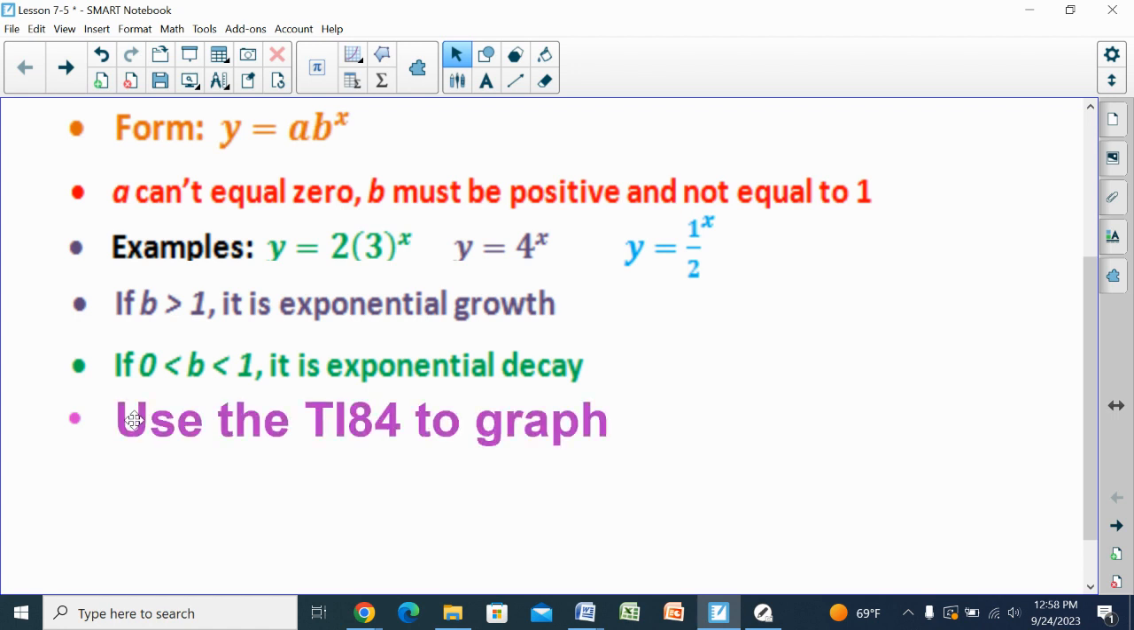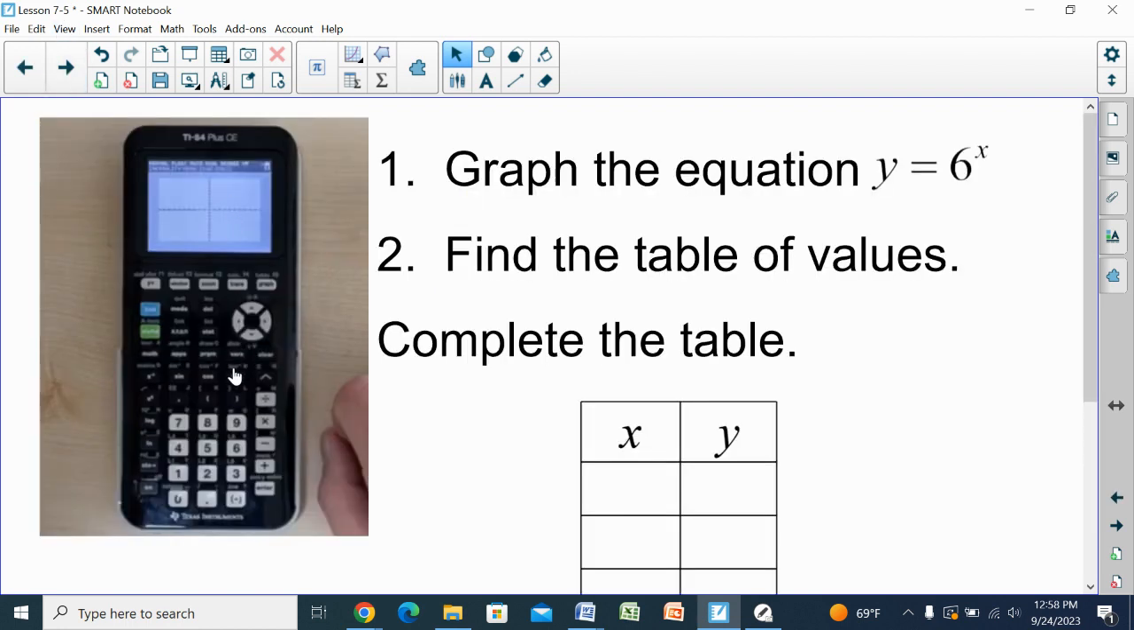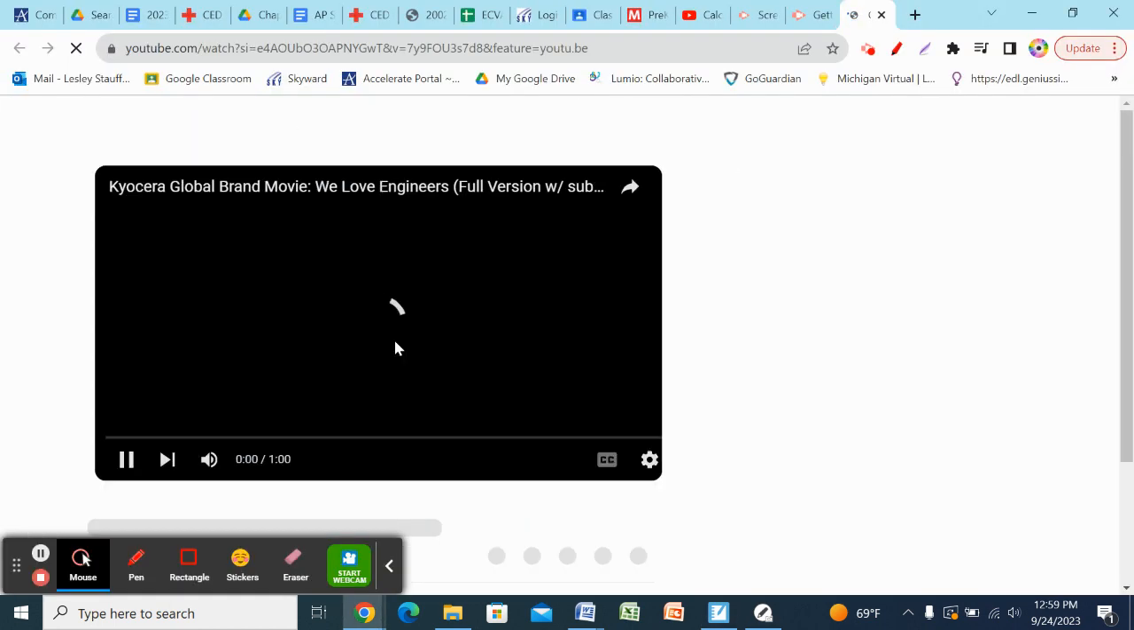For us to graph this, we are going to use our resources, the TI-84. So let me just run through really quickly. I've got a short little video and I'm going to skip the middle part of it. When we're in class, when you've got a TI-84 in front of you, I want you to graph the equation y equals 6 to the x power. So my a is 1, my b is 6, and that 6 is being raised to the x power. We're going to use that TI-84 to find the table of values, and then we're going to complete the table. Once we've got that table, then we will be able to go to a graph and graph it. So let me run through this really quickly.